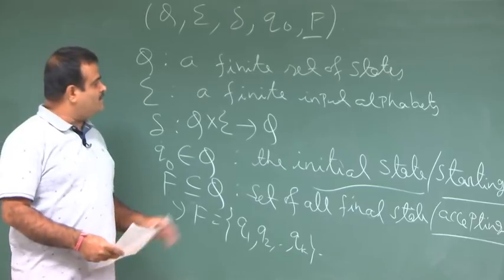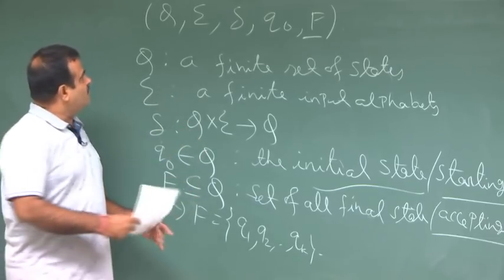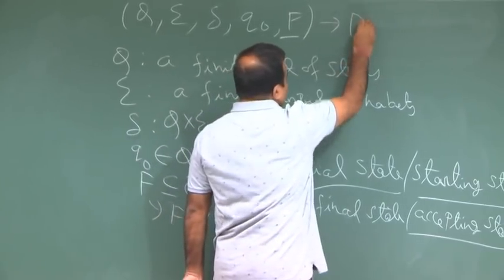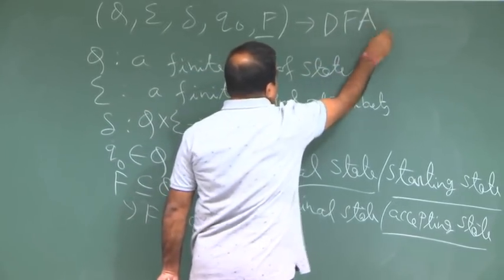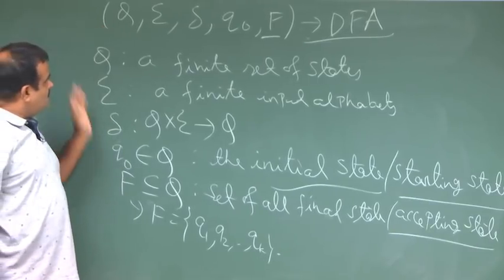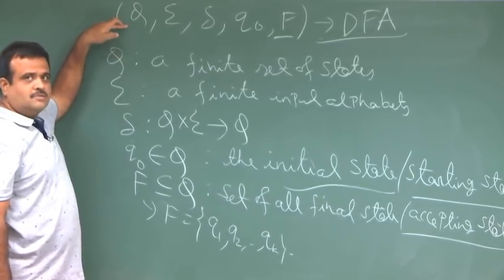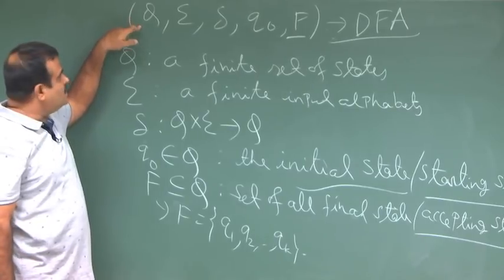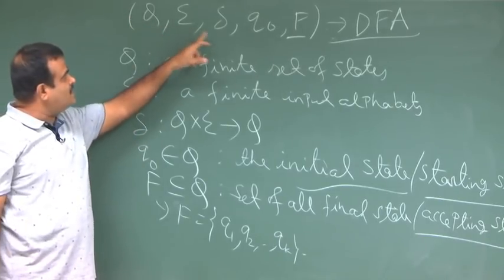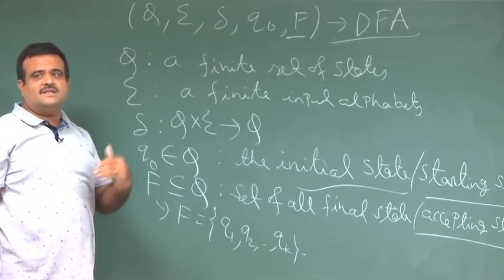So, this 5-tuple is referred to as a DFA. Any DFA, the deterministic finite automata, is basically a 5-tuple. This is the set of all possible states, this is finite, this is the set of all possible input alphabet, this is also finite, this is the transition rule.